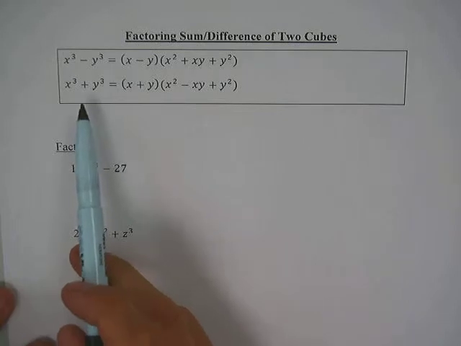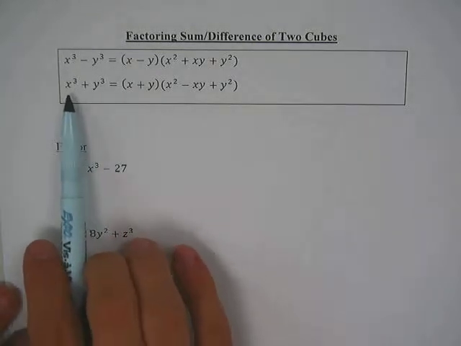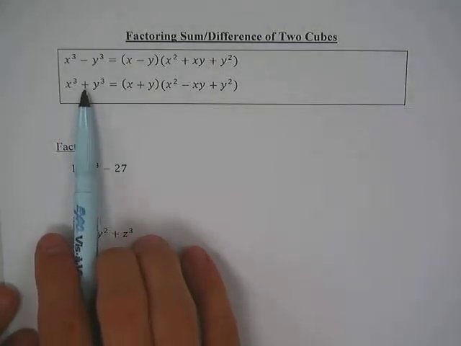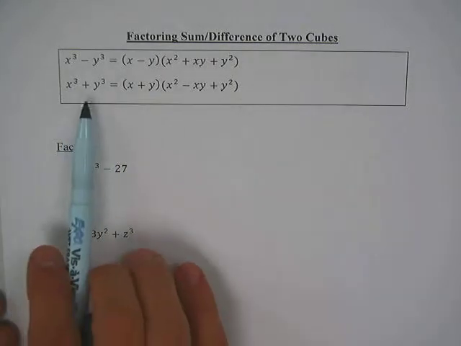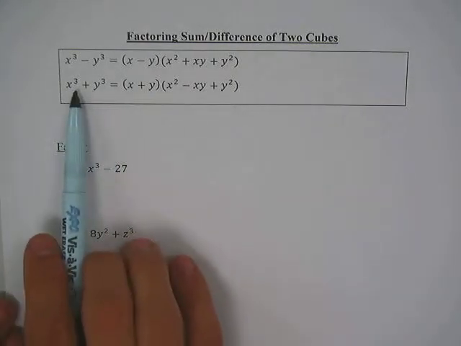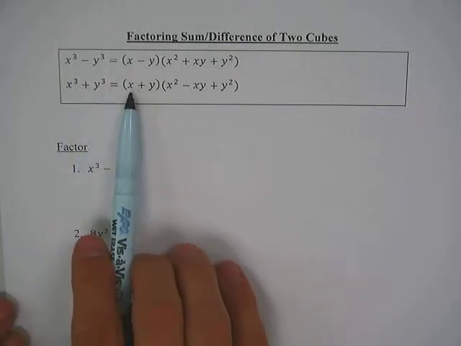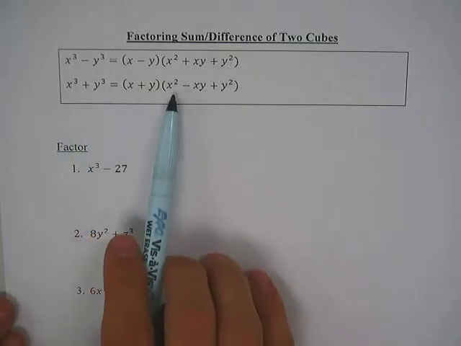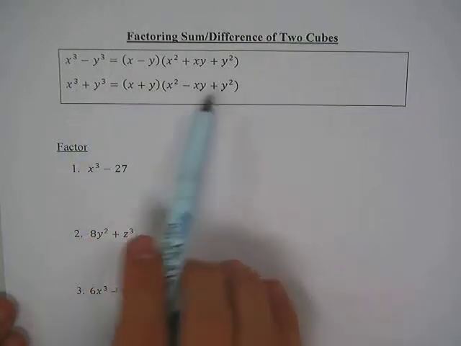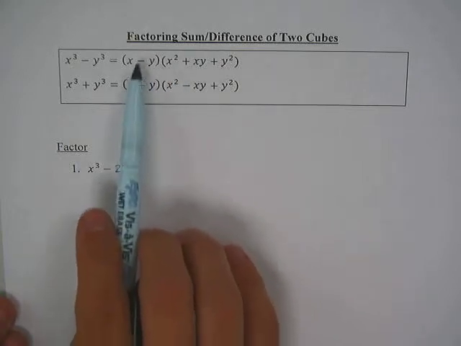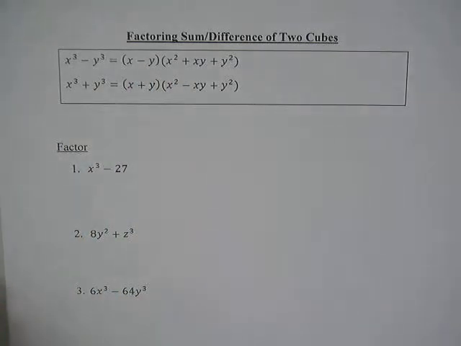And then the sum of two cubes is really similar. If you take a look, you'll see, now this is different to two squares, it was only minus. But with cubes, we can have plus as well. And so in this one, again, you notice it's x and y, so the cube roots, it's x squared, xy, and y squared. The only thing different are the signs.